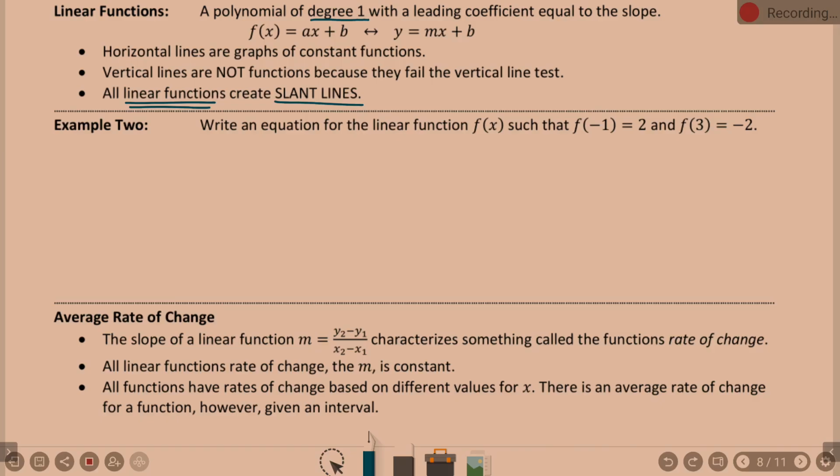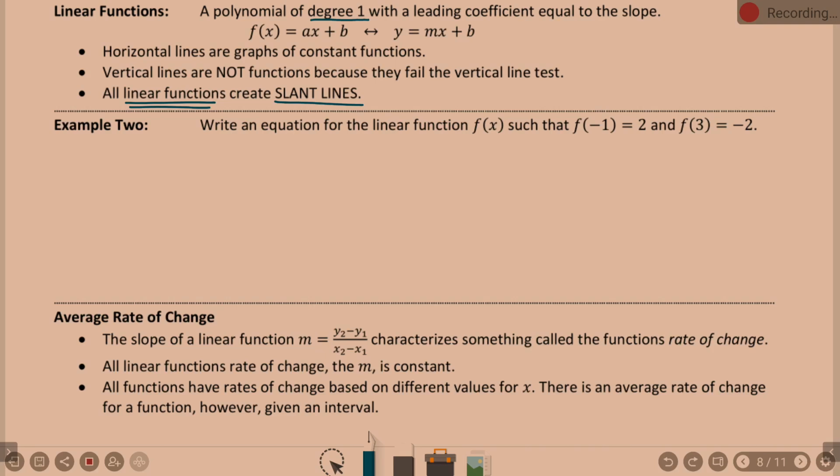Now, this example here: write an equation for the linear function f of x such that f of negative 1 equals 2 and f of 3 equals negative 2. I'm not going to teach you a darn new thing right here. This is Algebra 1. This isn't even Algebra 2, folks. It just looks a little different.